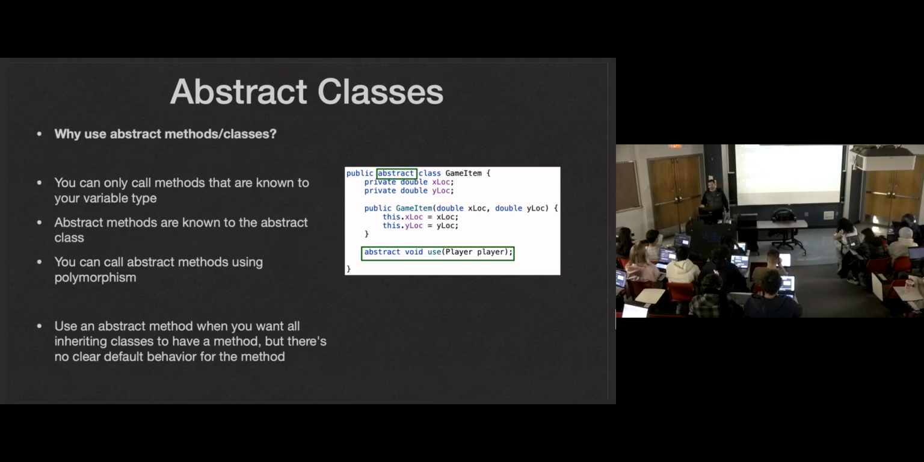Why would we ever do this? Why would we ever want an abstract method? This is a silly thing to do, right? If we have a method with no definition, why don't we just not do that? We could just not do it and be just as well off, right? And then in any class that does extend game item, just define the use method in those classes.